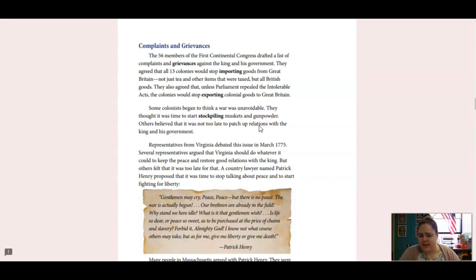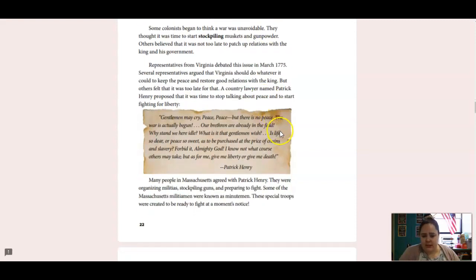Some colonists began to think a war was unavoidable. They thought it was time to start stockpiling muskets and gunpowder. Others believed it was not too late to patch up relations with the king and his government. Representatives from Virginia debated this issue in March 1775. Several representatives argued that Virginia should do whatever it could to keep the peace and restore good relations with the king.